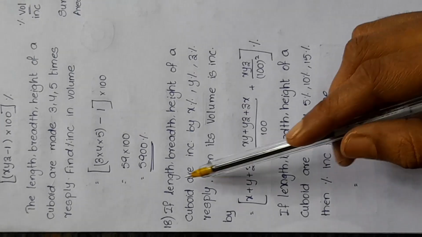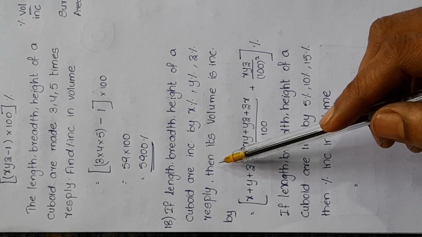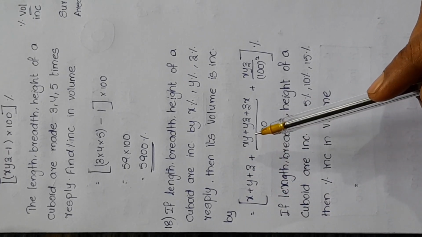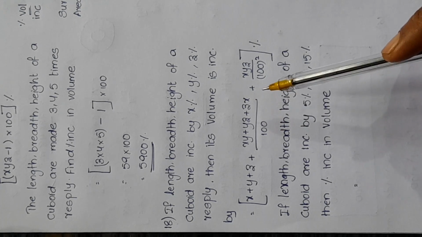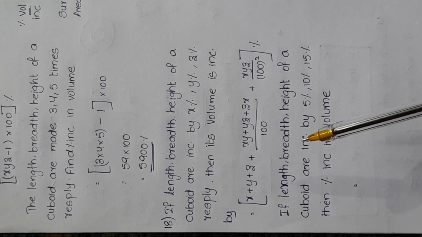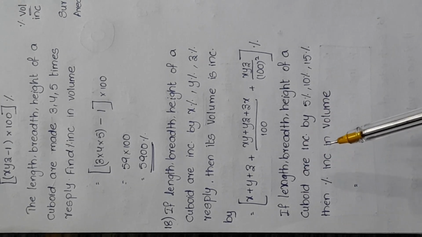Let us see another model. If the length, breadth and height of a cuboid are increased by x%, y%, z% respectively, then its volume is increased by x + y + z + (xy + yz + zx)/100 + xyz/100². Let us see the question. If the length, breadth, height of a cuboid are increased by 5%, 10% and 15%, find the percentage increase in volume.